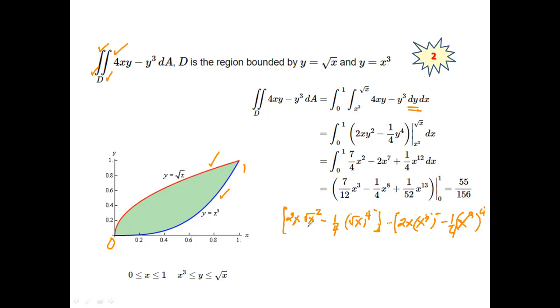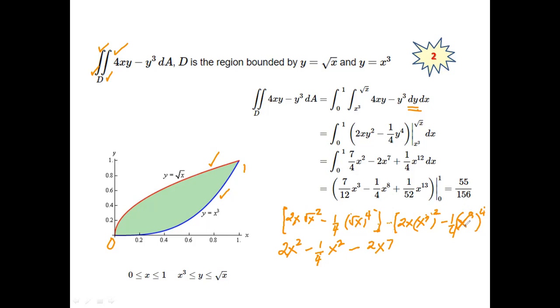So if we simplify this, this would be 2. This is x times x, so that would be x squared. This one would be minus 1/4. Squared is already x. When you square it again, that would be x squared. This one is 2x times x cubed squared. So this is x raised to 6 times x, that would be 2x raised to 7.